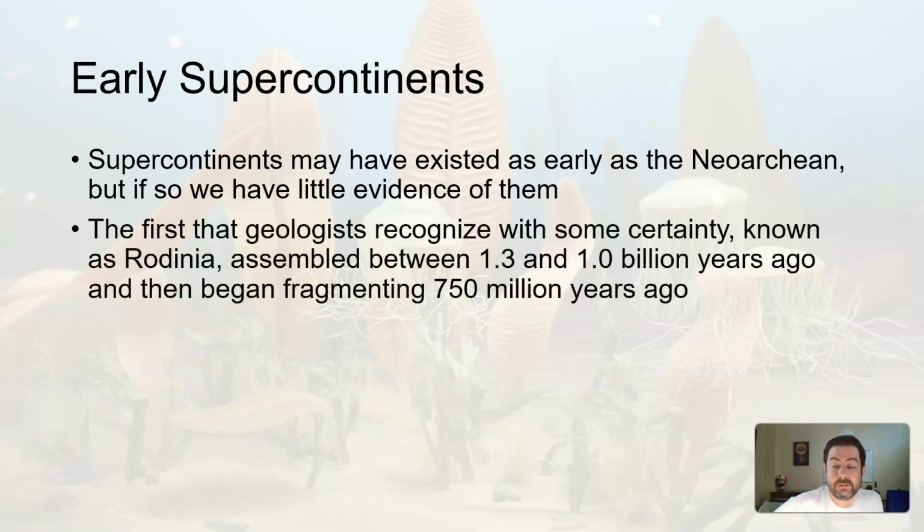But the first supercontinent that geologists recognize in the classical sense of all the land masses coming together was known as Rodinia. It assembled between 1.3 and 1 billion years ago, and then began fragmenting 750 million years ago. So all the material came together, and then it started to break back up. And it didn't really break back up along the same lines that it came together.